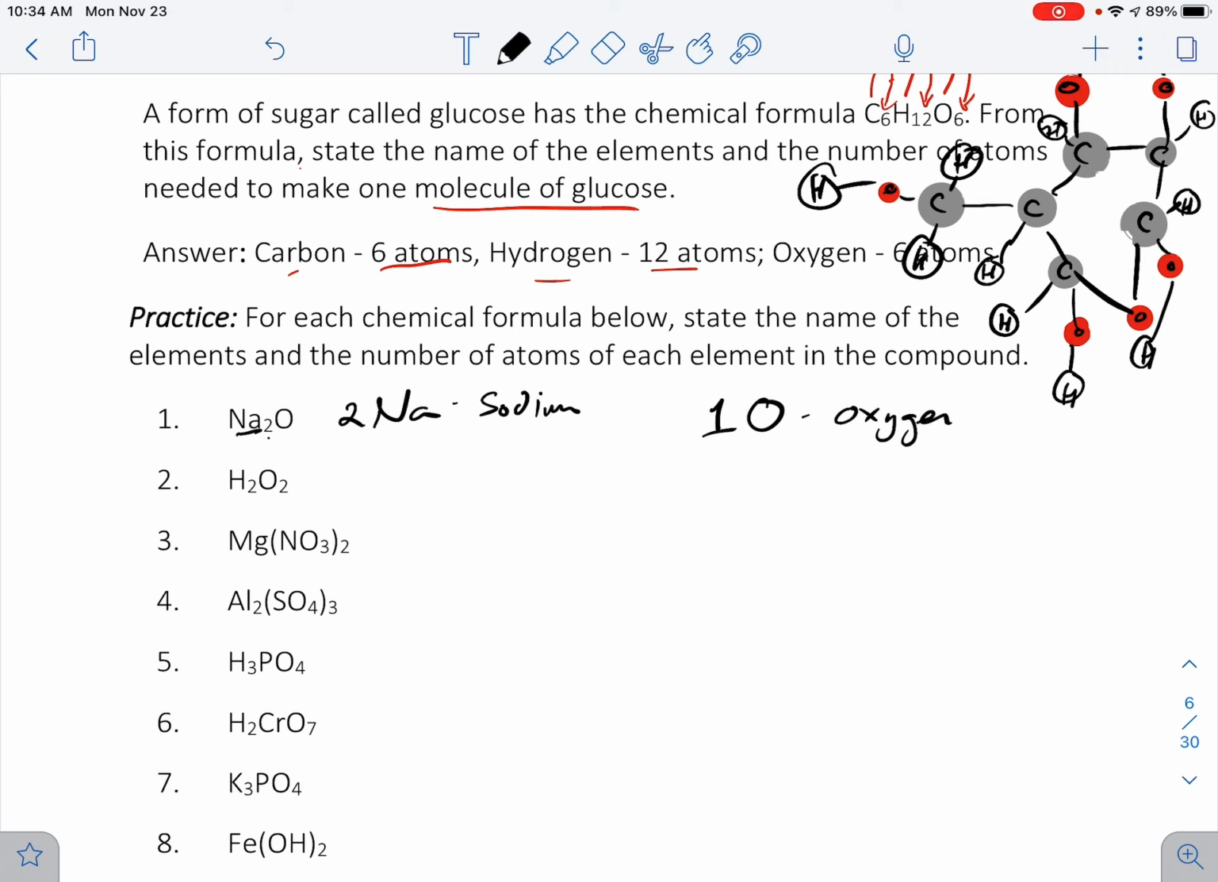Following, we have a compound called peroxide.